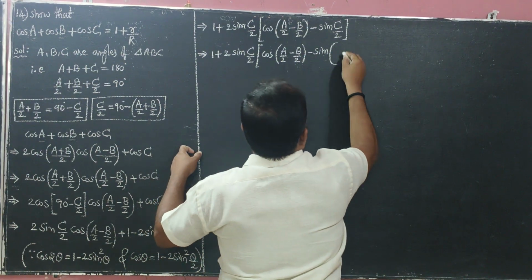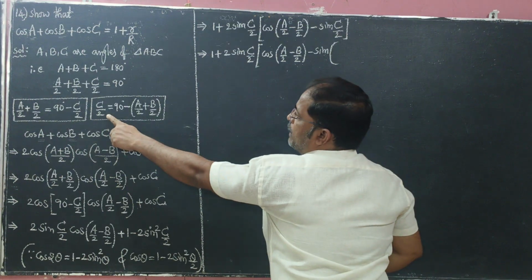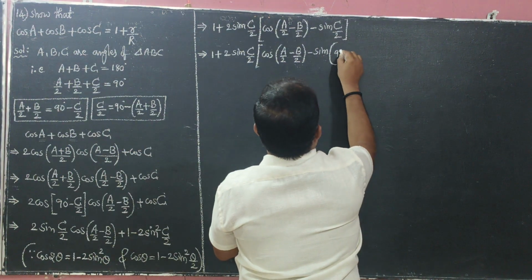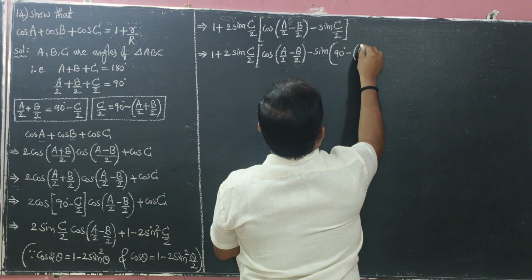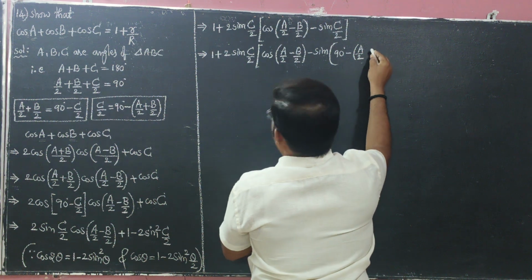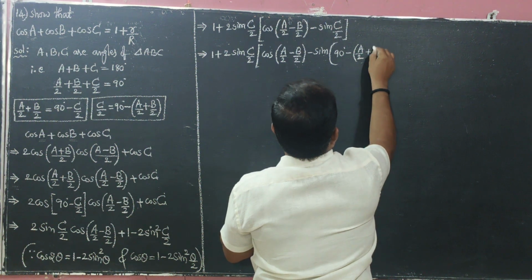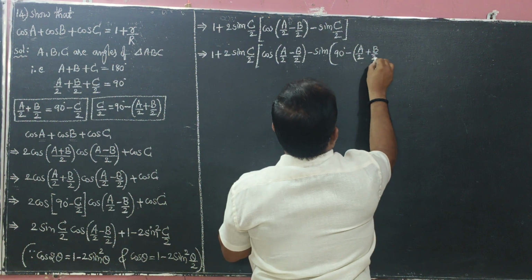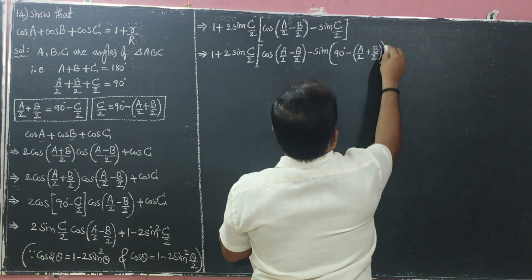Now substitute the c by 2 value. What is the c by 2 value? 90 minus of a by 2 plus b by 2. Clear? Okay? Right.